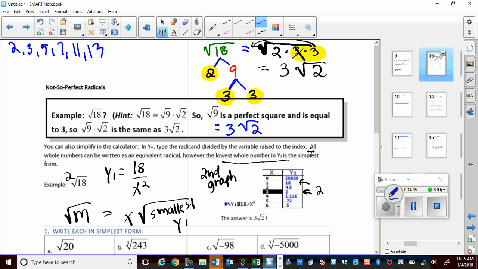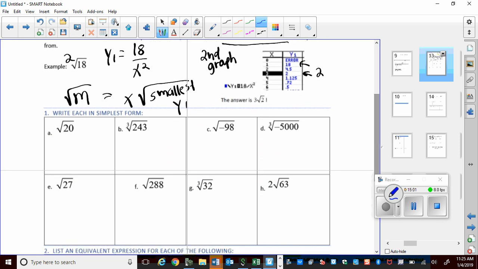And we're going to do this a couple times so you get this down. So first, what I'm going to do is go through and figure out what I'm going to put in y1. So for number 20, y1 is going to be that number, the radicand inside, divided by x squared. For letter B, I'm going to have 243, but in y1, I'm going to put 243 divided by x cubed.